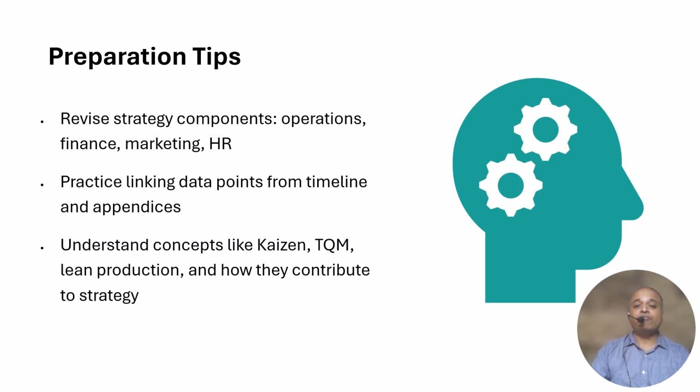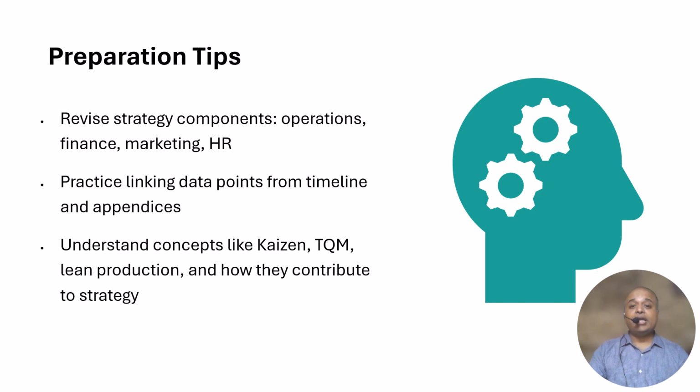Third, know your strategic concepts. You don't just need to define Kaizen, total quality management, or lean production. You need to understand how they help build better strategy. Example, if a business adopts Kaizen, which is continuous improvement, how does that affect long-term efficiency? What does it mean for staff motivation and training needs? Or if they apply total quality management, how does that impact their brand image, cost control, and customer satisfaction? These aren't just buzzwords. In paper 4, using them in the right context is what makes your answer shine.